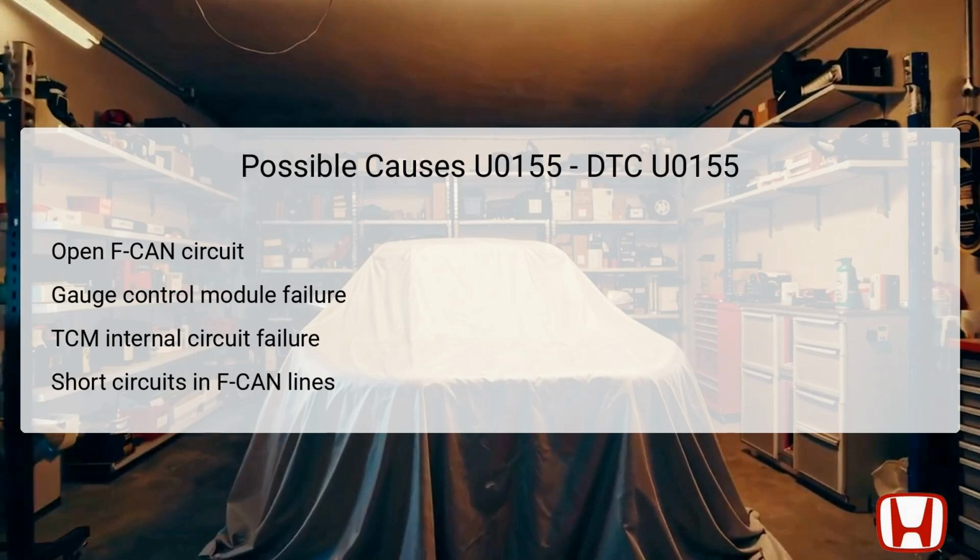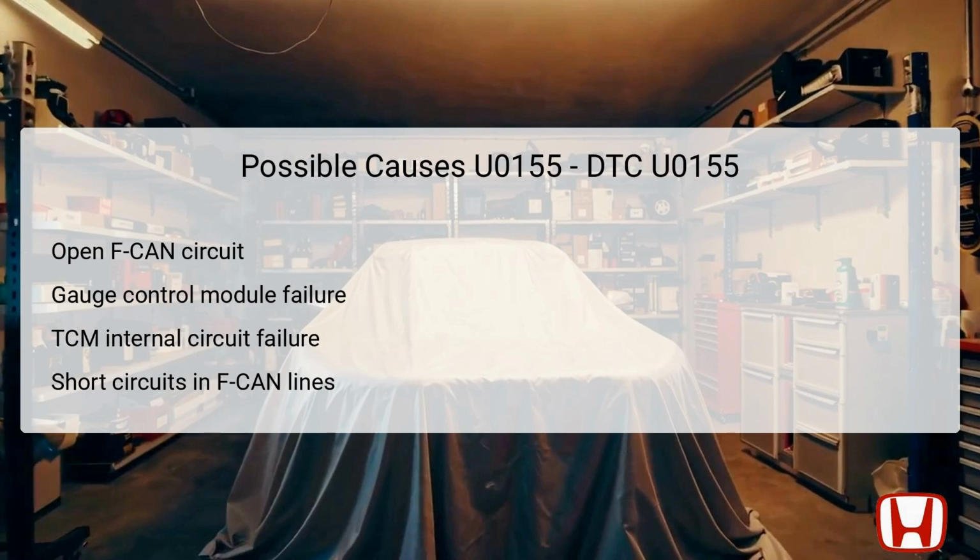Several causes can trigger the DTC U0155 error code. One primary factor is an open circuit within the F-CAN lines, which includes F-CAN-H and F-CAN-L. If these lines are compromised, the TCM may fail to receive critical signals from the Gauge Control Module. Additionally, physical failures of the Gauge Control Module itself can result in lost communication, which may also encompass fuse fallouts that lead to operational disruptions.